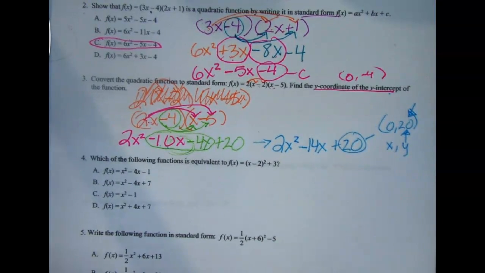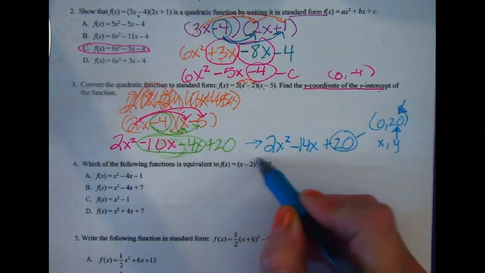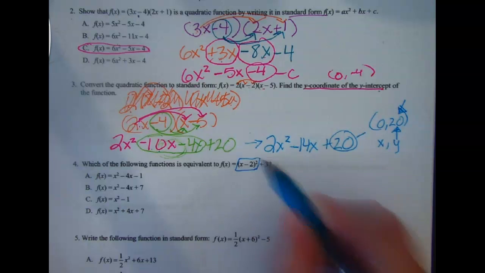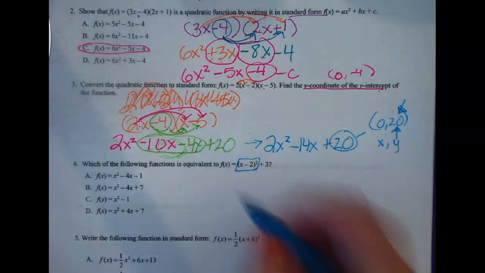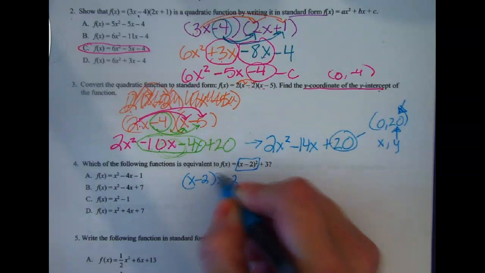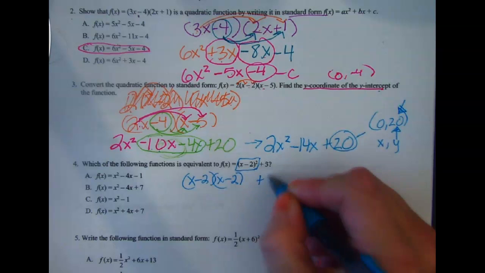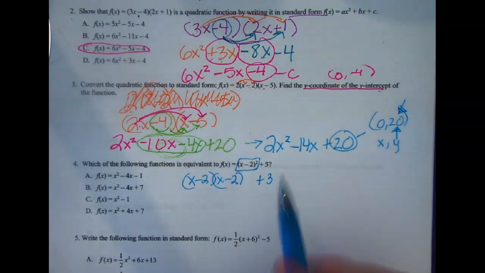All right, number 4. Same thing, but there's a couple more steps. So remember, we're going to do this part first. That means we take the x minus 2 and we multiply by x minus 2. We will deal with the plus 3 later, but I'll still drop it down over here because we're going to be adding that like term later.